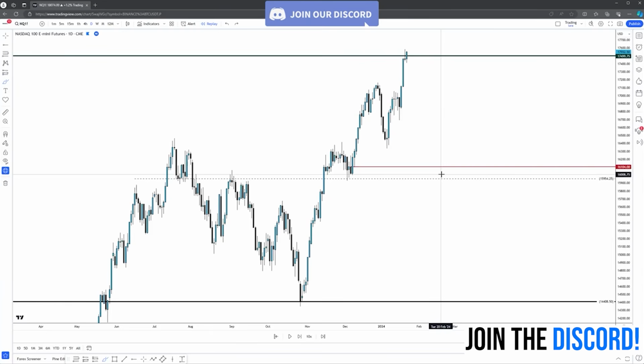Now, let's go over a handful more examples of projected defined ranges so that you can get the hang of this a little bit more. We'll go over one more bullish example, and then we'll go over a bearish example to end the video.